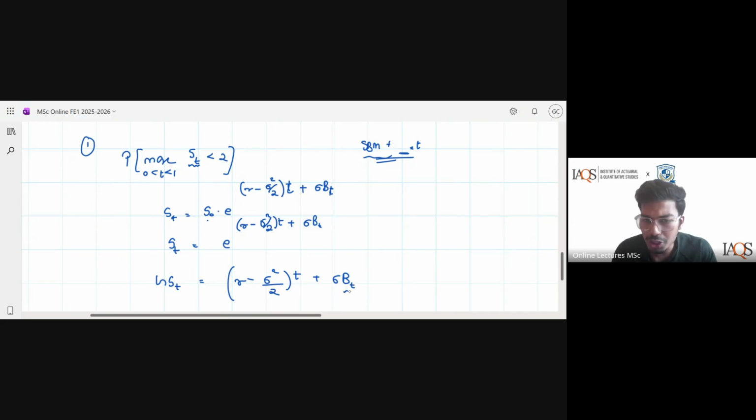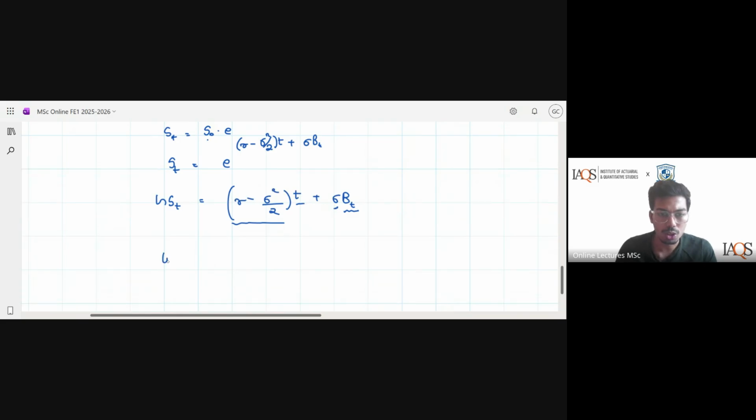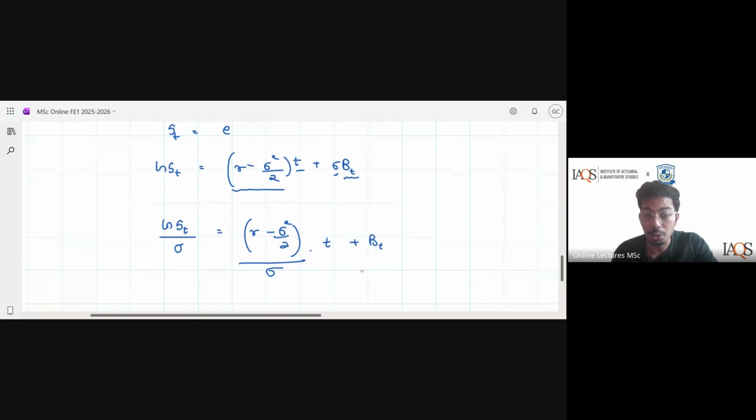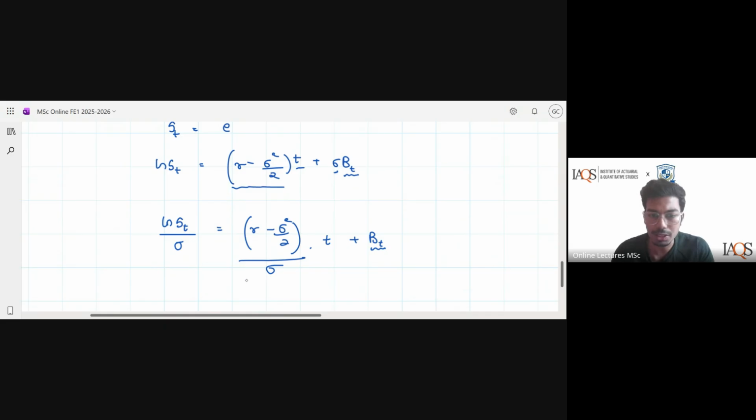Now you see, I got standard Brownian motion plus something into time. But I don't need this sigma over here because standard Brownian motion has to be standard Brownian motion. Let's get rid of that sigma also. So ln ST by sigma is equal to (r minus sigma square by 2) divided by sigma into time plus Bt. I divided by sigma throughout. Now you see, Bs plus something into time, I got in this particular form.